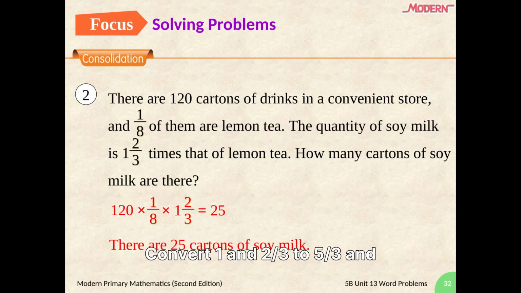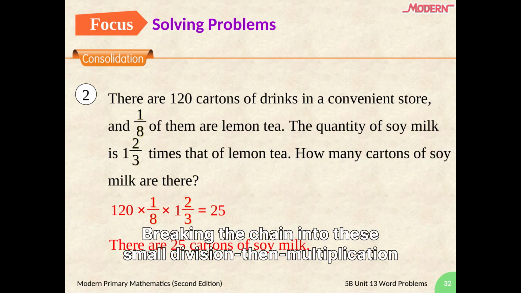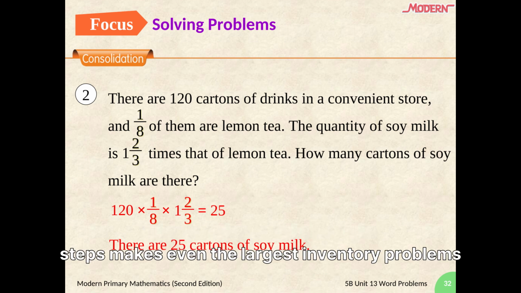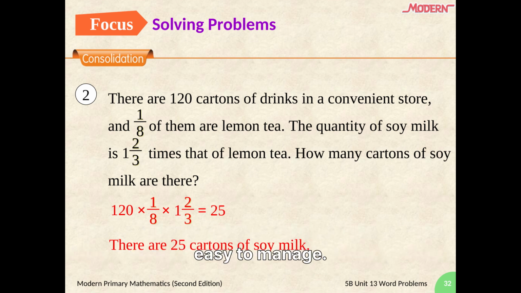Convert 1 and 2/3 to 5/3 and chain it. 120 times 1/8 times 5/3. First, 120 divided by 8 is 15. Then, 15 divided by 3 is 5. Finally, 5 times 5 gives us 25 cartons of soy milk. Breaking the chain into these small division then multiplication steps makes even the largest inventory problems easy to manage.